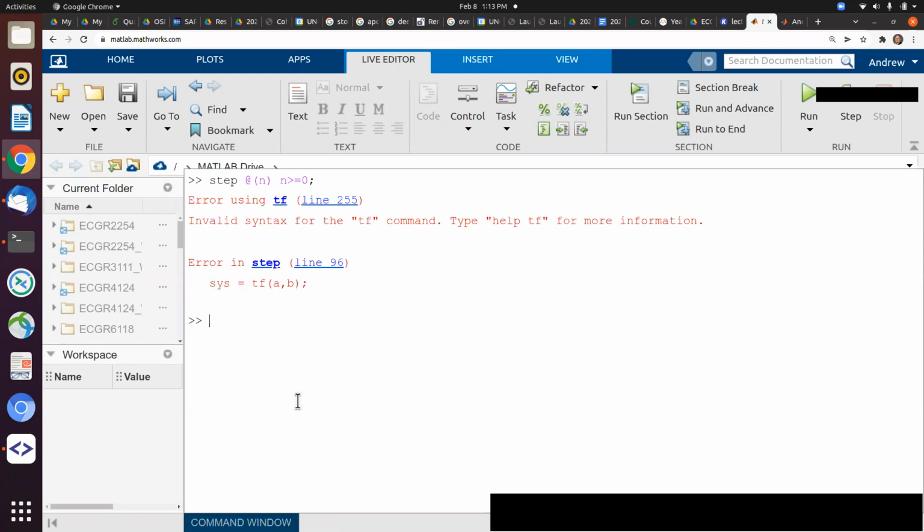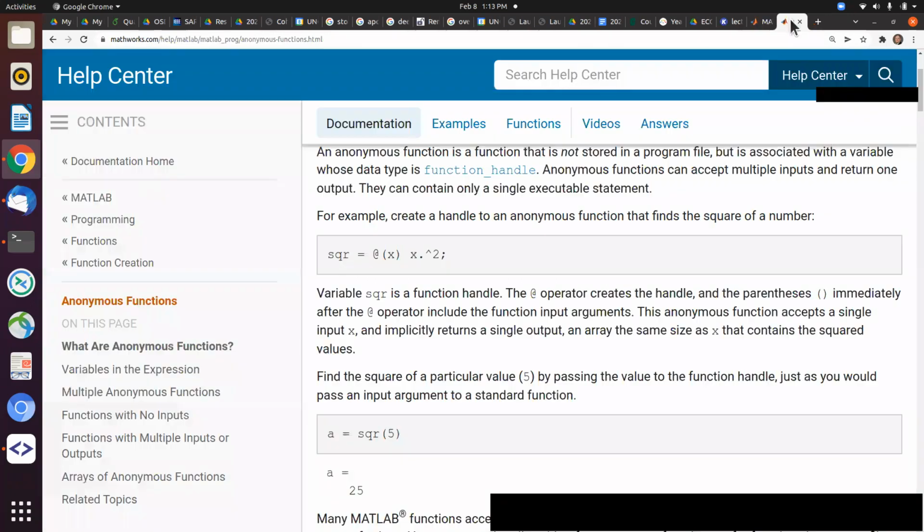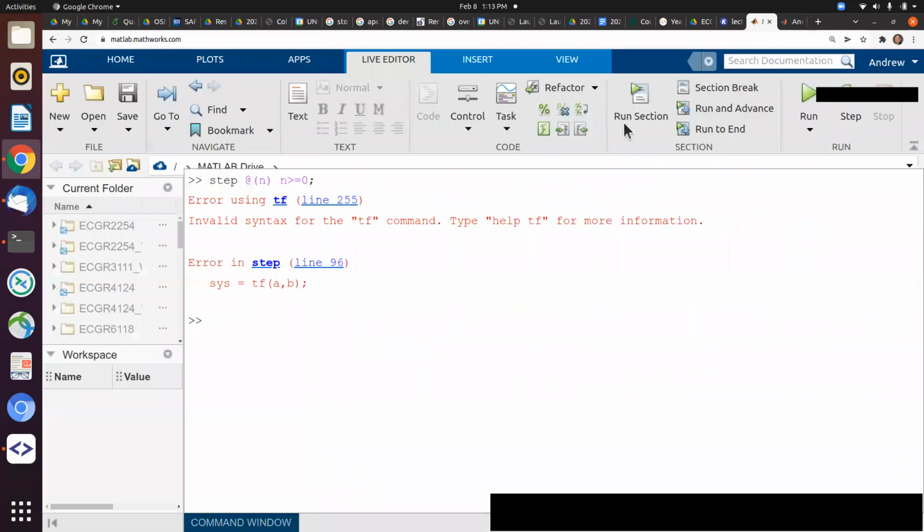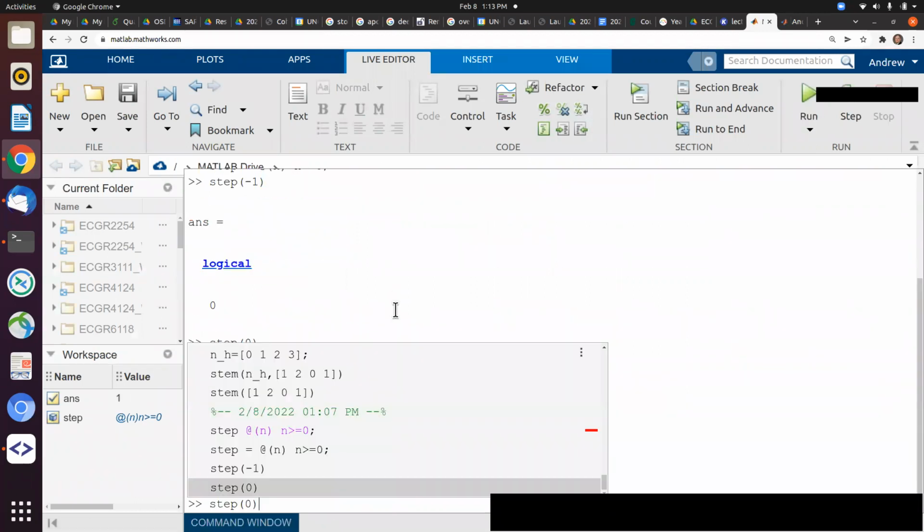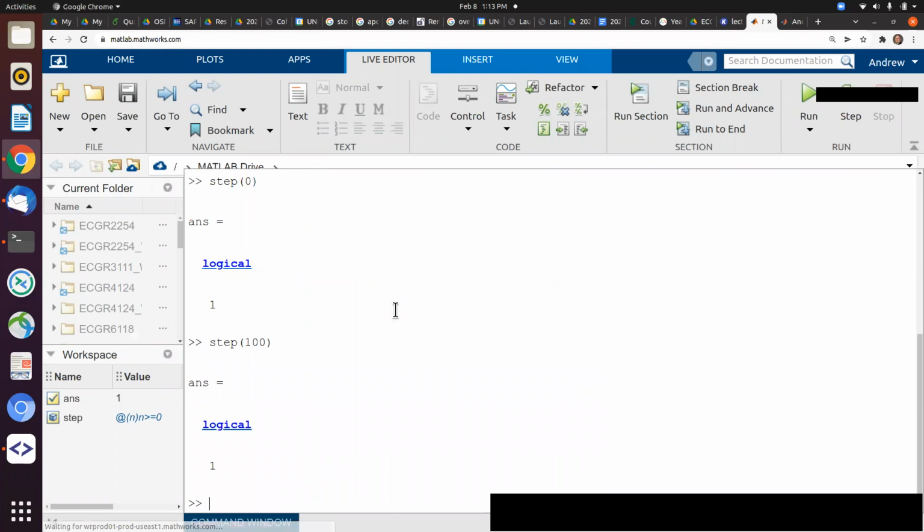I'm going to put a semicolon there. What did I type? Is my syntax wrong? Yeah, it needs to be step equals @n. Yeah, that's right, thank you. All right. Now I can do step of -1, which is 0, step of 0 is 1, step of 100 is 1, and we've got it.